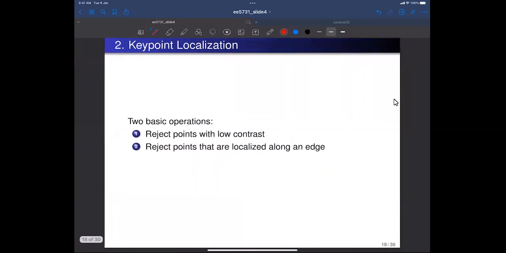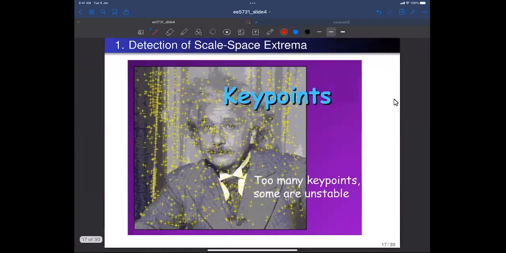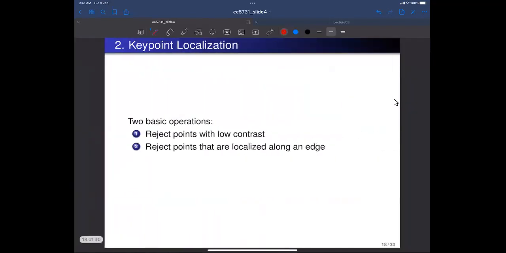Right, so now how can we find these stable key points? This is now the second step. The first step's goal was to find these key point candidates using the extrema operation. Once you have these candidates, the second step in SIFT is to reject some of them. There are two basic rejections.